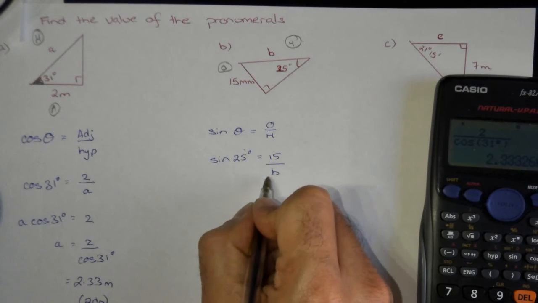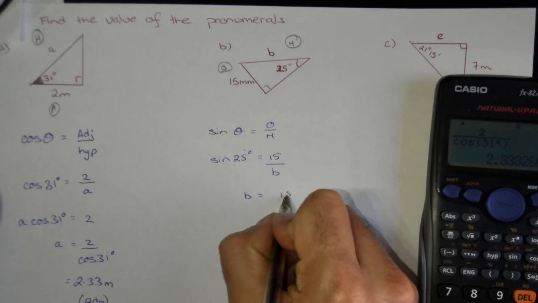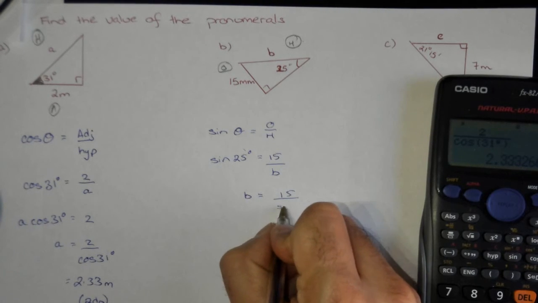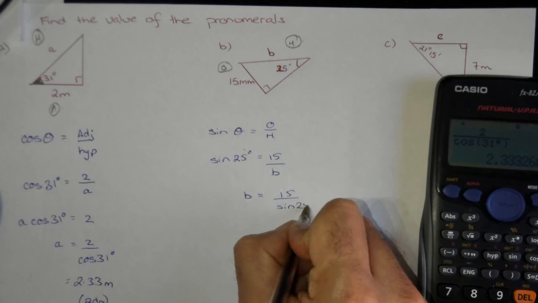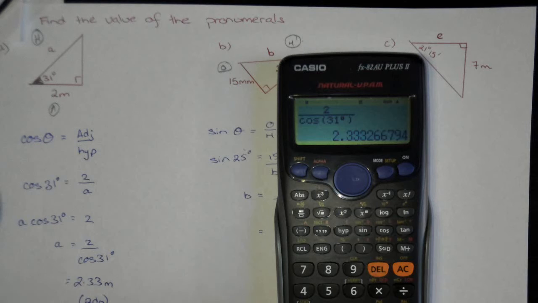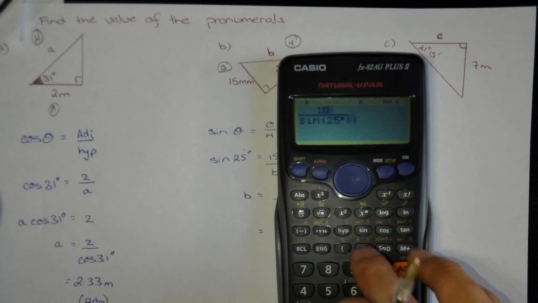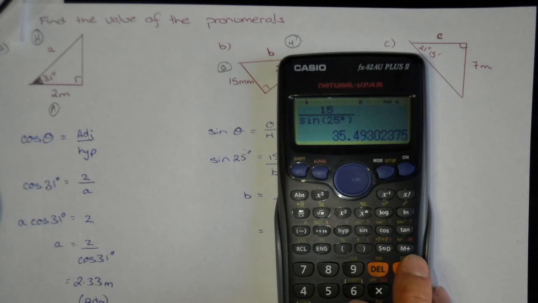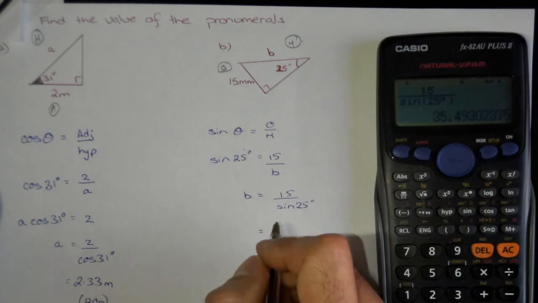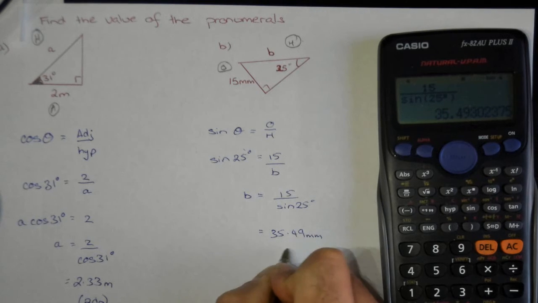So when the unknown's on the denominator, what I can do is just swap them around. Swapping around means basically I'm multiplying both sides by B, and then I'm going to divide both sides by sine 25. Using the calculator, I've got 15 over sine 25 degrees. And that gives me 35.49 millimeters to 2 dp.